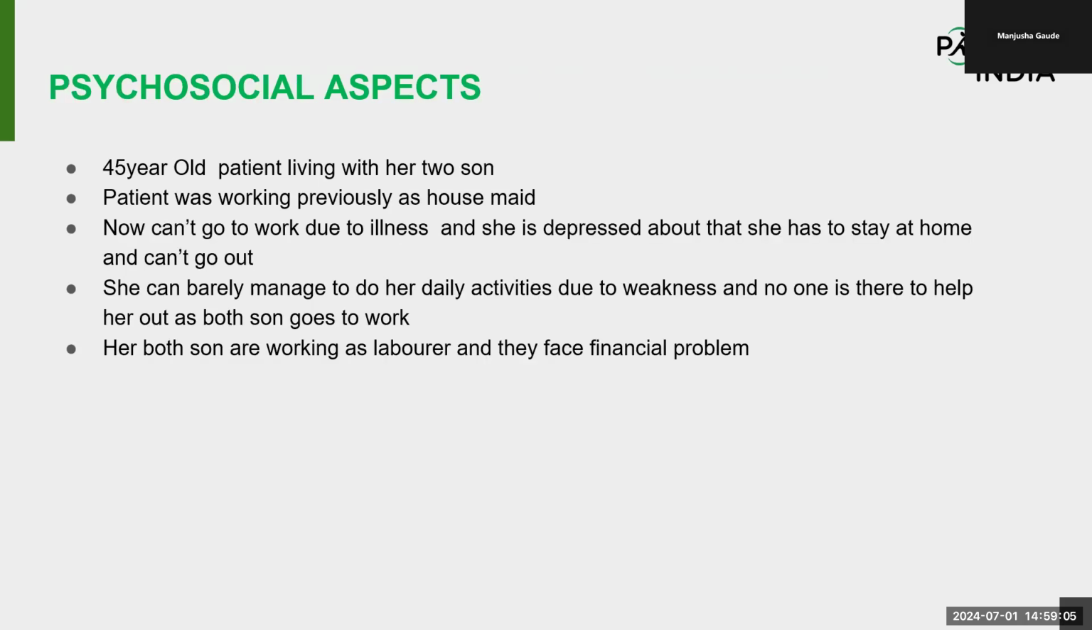Psychosocial aspects. She's a 45-year-old patient living with her two sons. Patient was working previously as a housemaid. Now she can't go to work due to her illness and she's upset about that. She has to stay at home and can't go out. She can barely manage to do her daily activities due to weakness, and no one is there to help her out as both sons go to work. Both her sons are working as laborers and they face financial problems. Next.